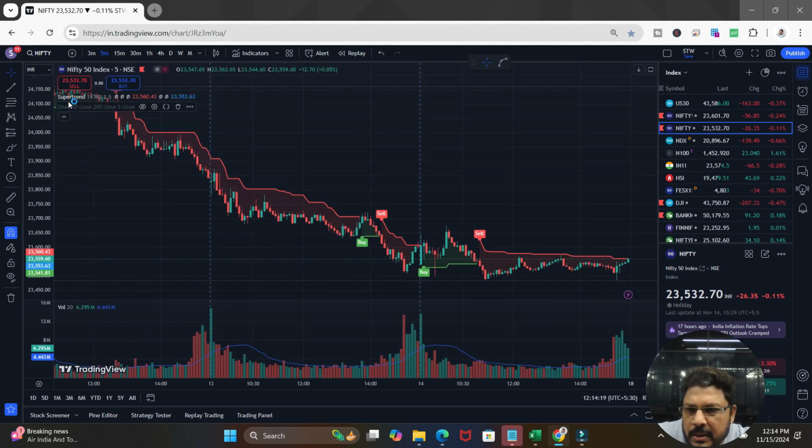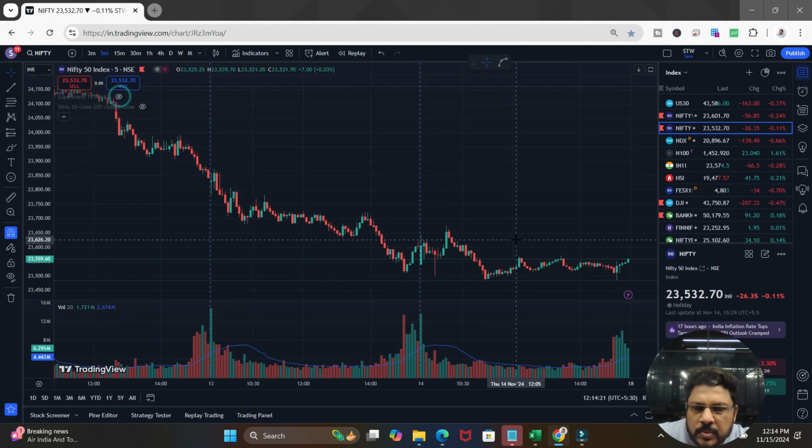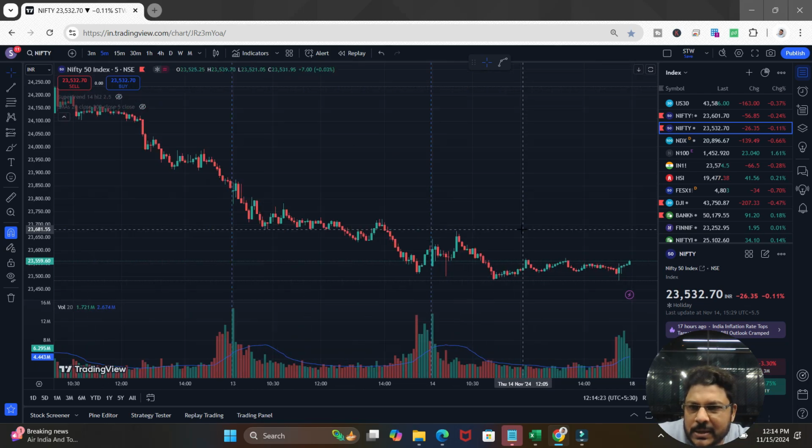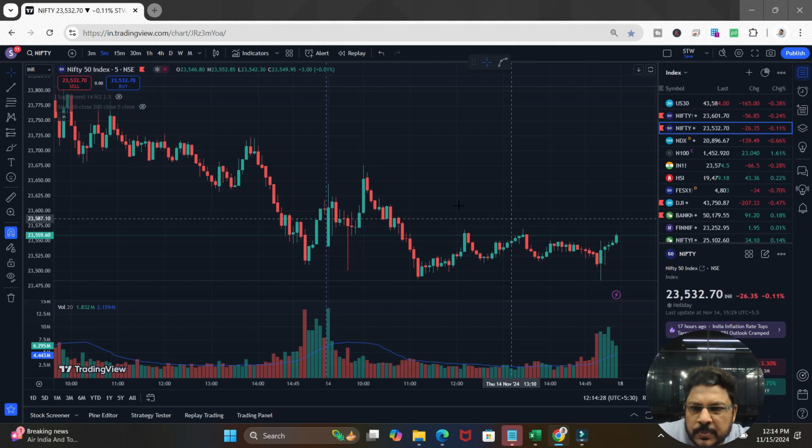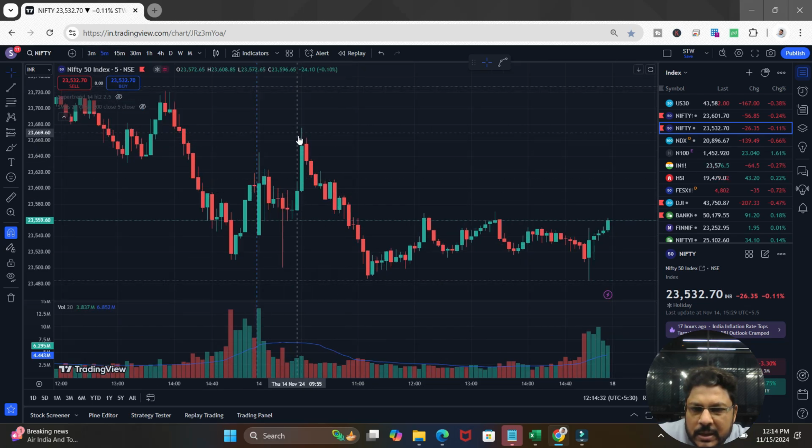So let's hide the super trend also for a moment. Let's look at the basic candlestick chart here. So we have multiple time frames. If I have selected 5 minutes, that means each candle is of 5 minutes. From the time the market opens, this is the first candle, which is 9:15 to 9:20, and the next candle starts from 9:20 to 9:25.